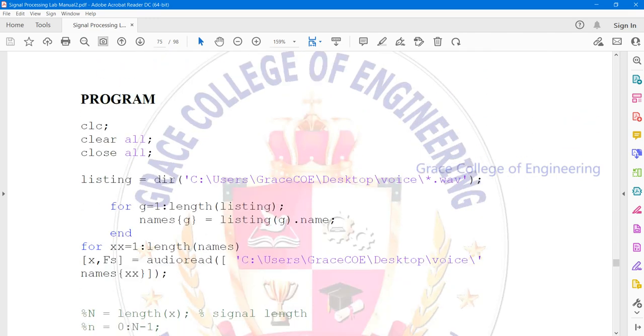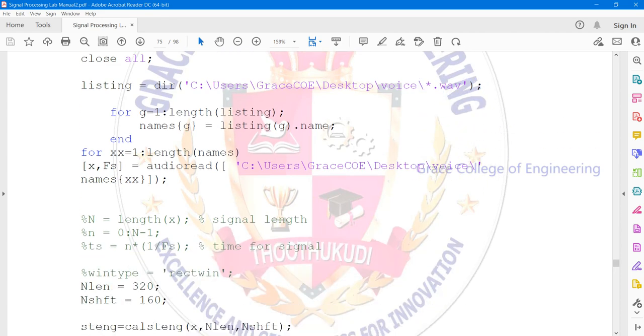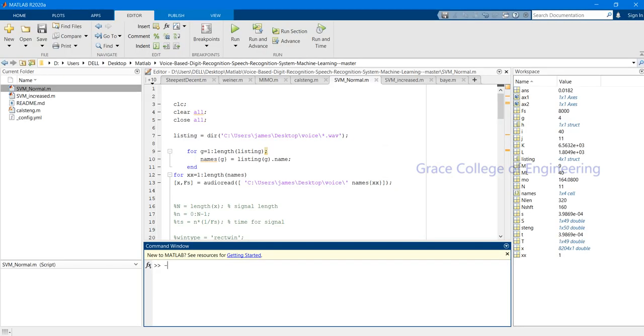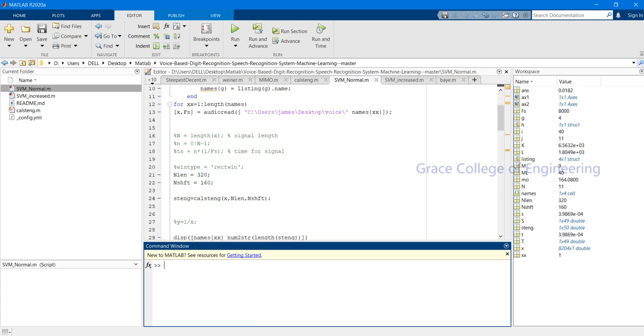In this program we have already trained the support vector machine, the binary SVM, which we are going to use as a classifier here. It is going to classify whether the speech signal has either one of the digits, that is 1 or 2, based on the energy of the signal. So let's execute the program.